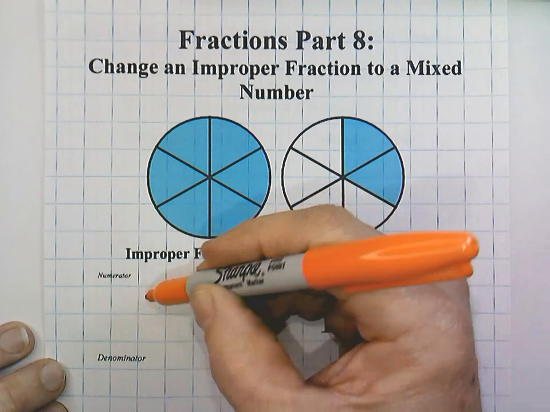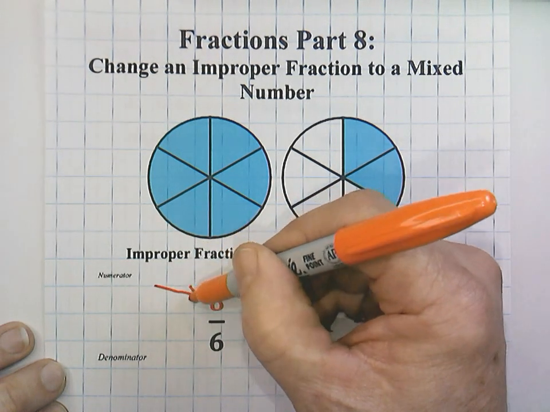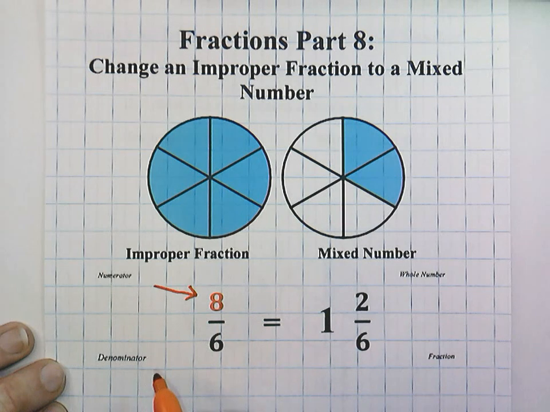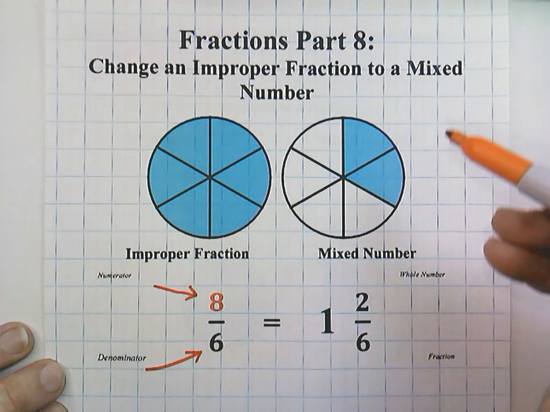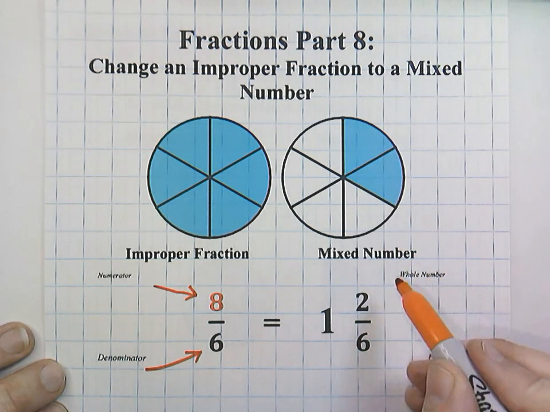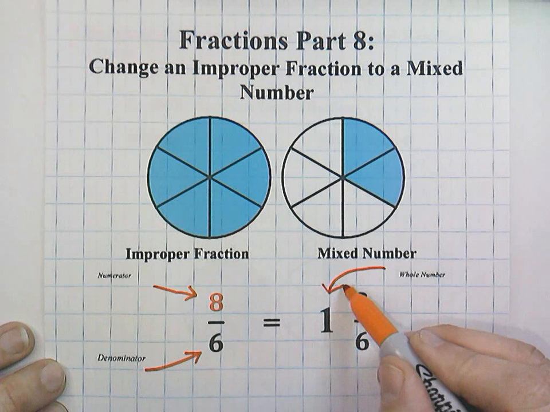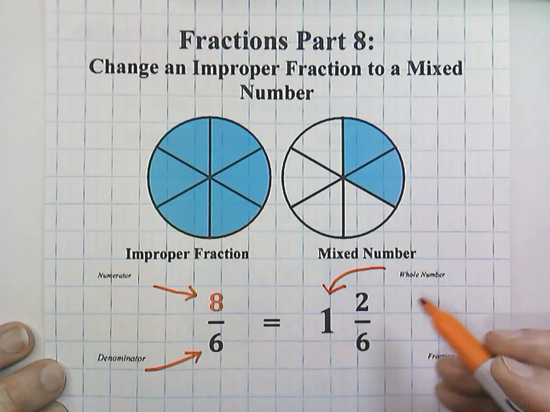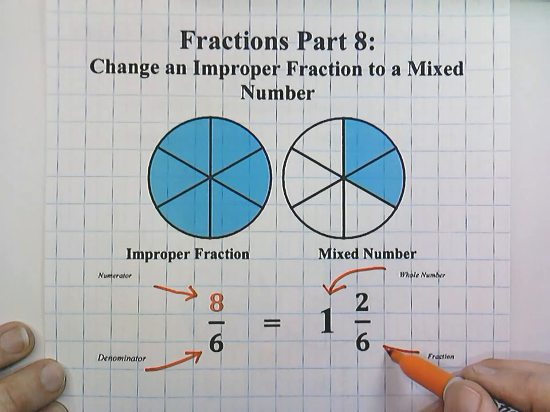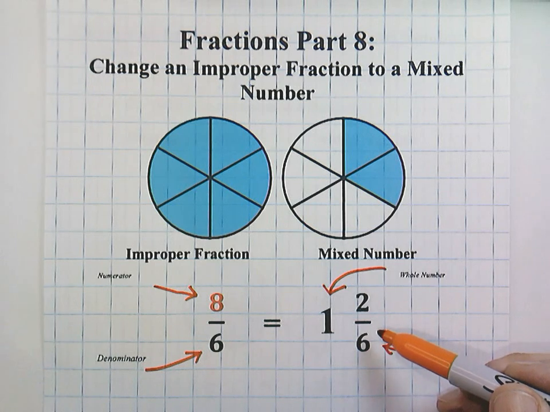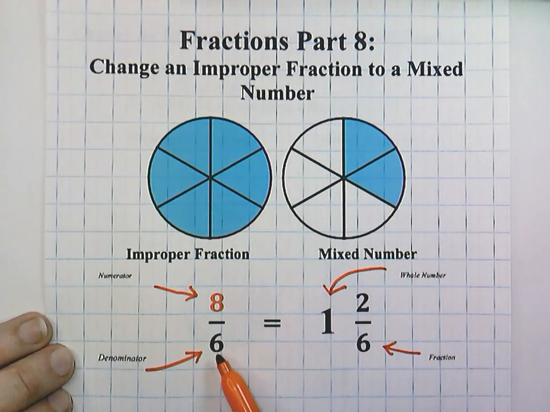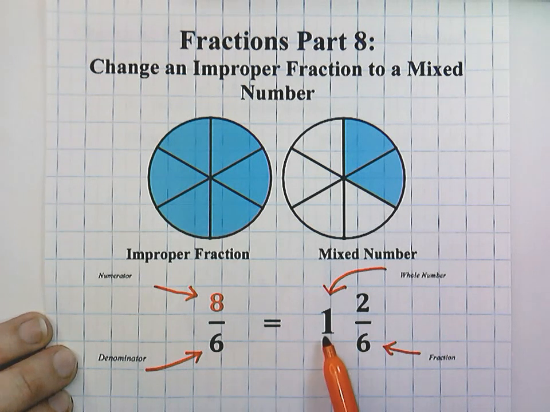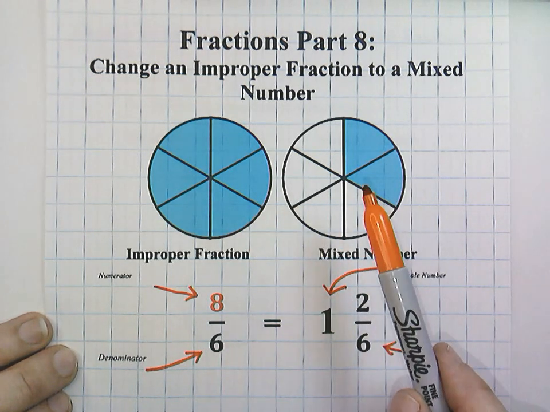So in this case, the numerator, the top number, 8, is greater than the bottom number, which is the denominator. A mixed number is when we have a whole number, which in this case is 1, and a fraction of 2/6. And an improper fraction and mixed number, in this case 8/6, is equal to 1 and 2/6. And you can look at it either way.